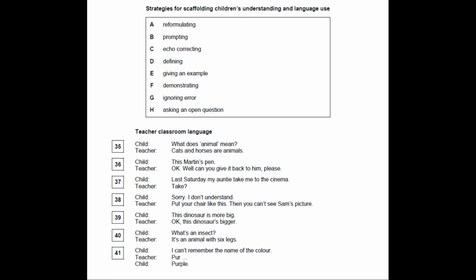This is demonstrating. 39. The child says, "This dinosaur is more big." The teacher says, "Okay, this dinosaur's bigger." This is reformulating. The next one, the child says, "What's an insect?" The teacher says, "It's an animal with 6 legs." This is defining. 41. The child says, "I can't remember the name of the color." The teacher says, "Purple." This is prompting.